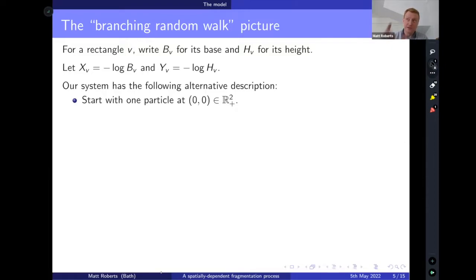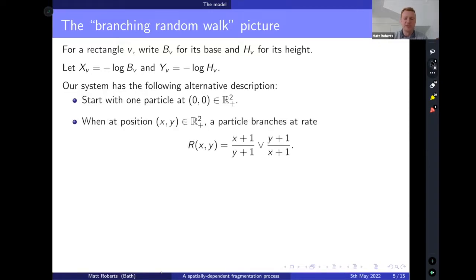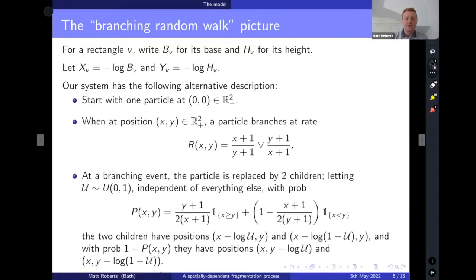And because our rectangles, when they split, can only get smaller, that corresponds to positive jumps. It corresponds to x and y getting bigger. So we're going to actually live on R2 plus. When we're at position (x, y), we branch at this rate r. And when we have a branching event, the particle that branches is replaced by two children, and when these branching events happen, either both children jump horizontally or both children jump vertically.